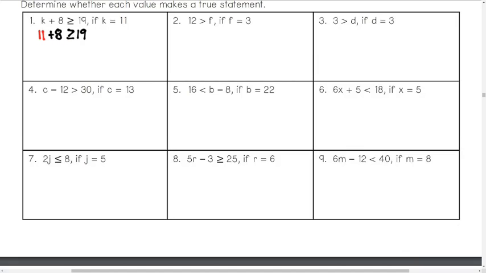And if I add 11 and 8, I get 19. Is this a true statement? 19 is greater than or equal to 19. If that is a true statement, then we would go ahead and say true. If it's a false statement, then we would say false. And that's how we do these types of problems.